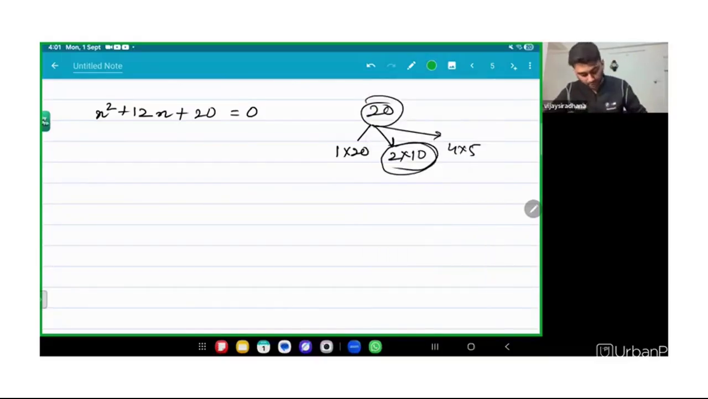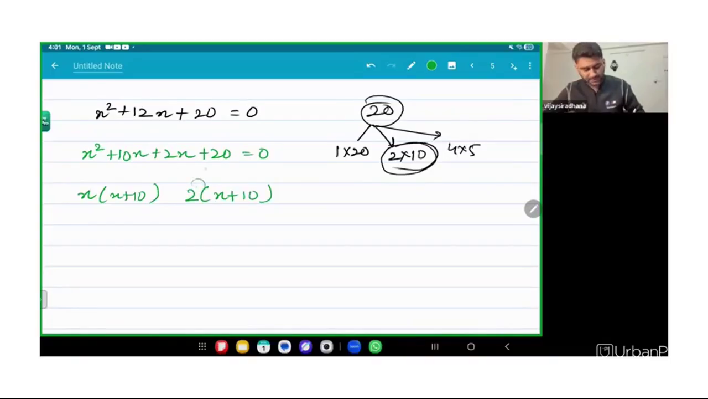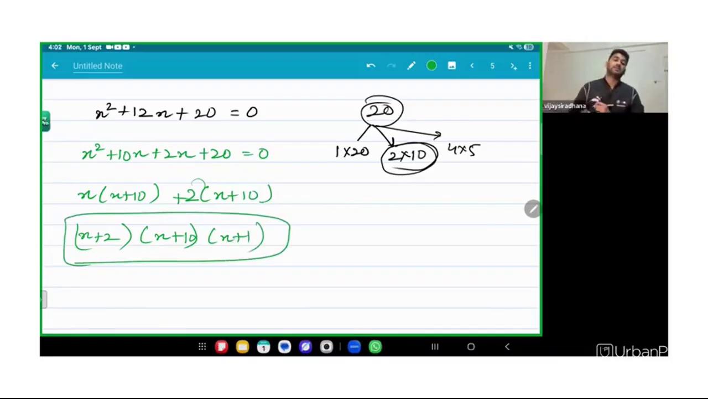So what are you going to write? x square plus 10x plus 2x plus 20 equals 0. Here x is common, so x into x plus 10, and again x plus 10 into 2, which gives 2x plus 20. So you will be getting x plus 2 and x plus 10, and before we already had x plus 1. So these are the factors of the cubic polynomial.